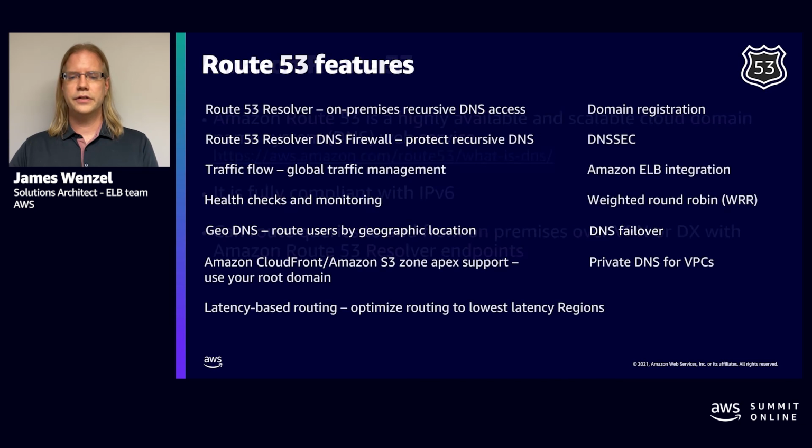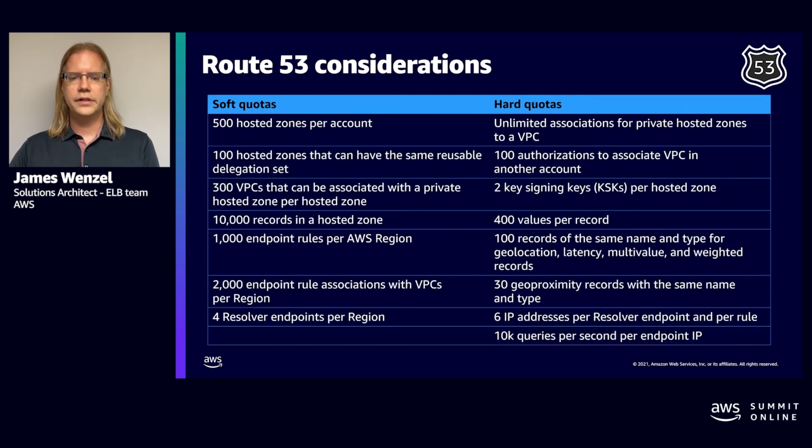There's a lot of features that it has, but a couple that I want to call out that we have recently released is DNSSEC support, as well as the resolver DNS firewall to protect recursive DNS. Route 53 considerations as well, as you can have up to 5,000 hosted zones per an account, and you can have full resolver endpoints. And these soft quotas are things that you can ask your solution architect and account team to help make larger, and then your hard quotas, of course, are restricted.